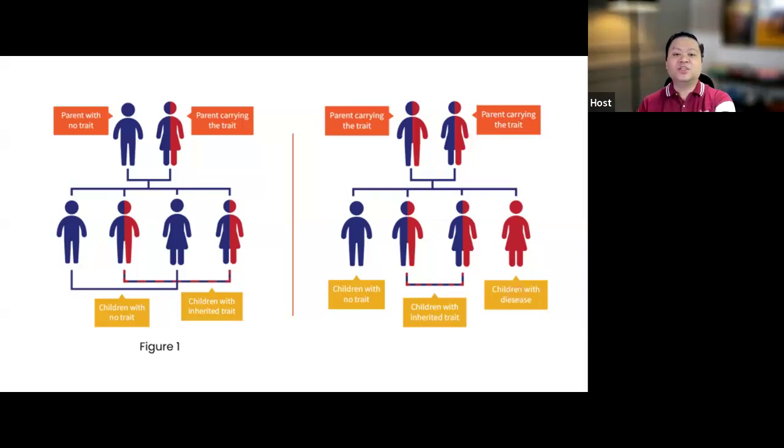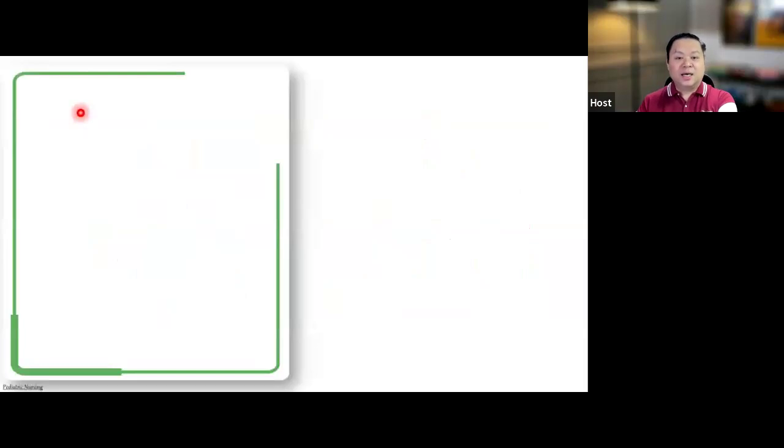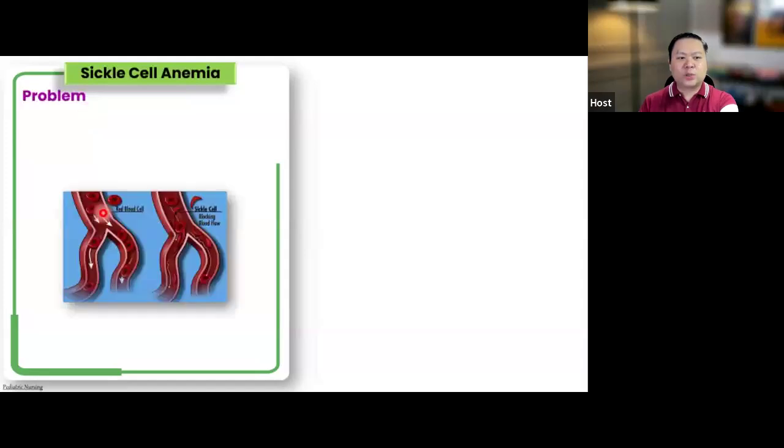Now let's move on into the problems and the assessment findings that you will encounter in a person with hemophilia. Or I'm sorry, not hemophilia, but rather sickle cell anemia. Sorry. Now, let's go into the common problem or the pathogenesis of this disorder. And so you will see here a diagram wherein there is a comparison between the normal red blood cells and also in contrast with a person with sickle cell disease.